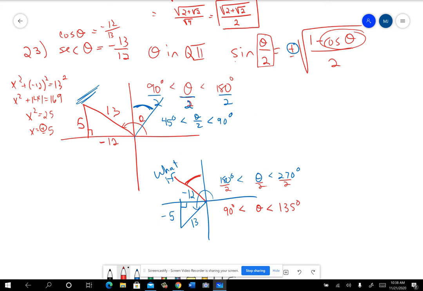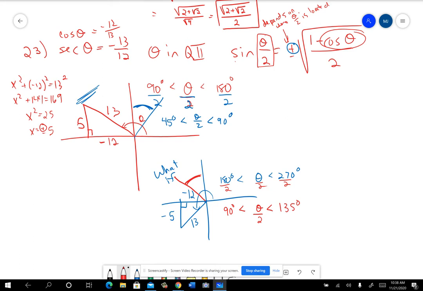So for instance, if I were doing something that involved sine, the signs would be different there. So this is how you determine what quadrant you are in, what quadrant your theta over 2 angle is in. Okay, and then you use that. So this right here depends on where theta divided by 2 is located, not where theta is located. All right, so it is going to be positive.